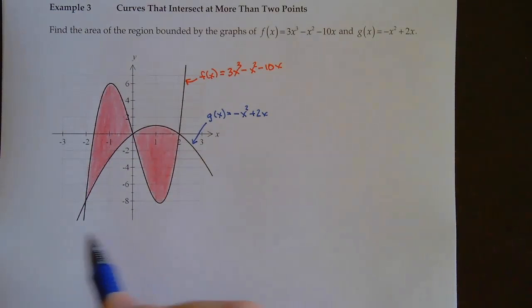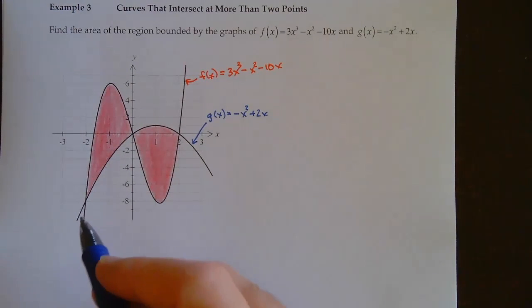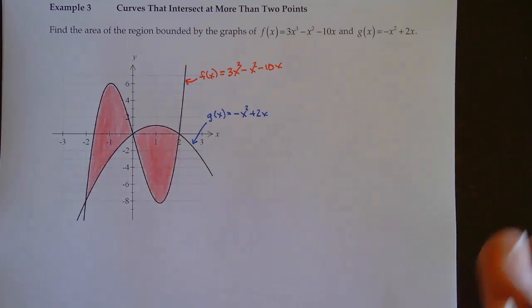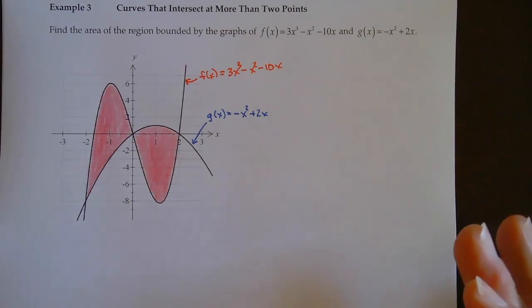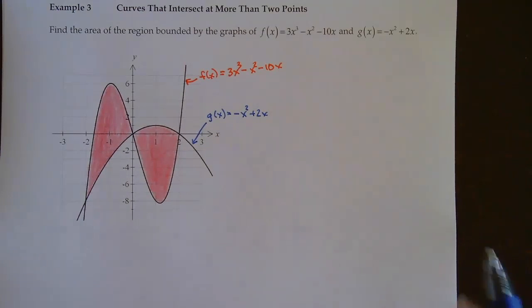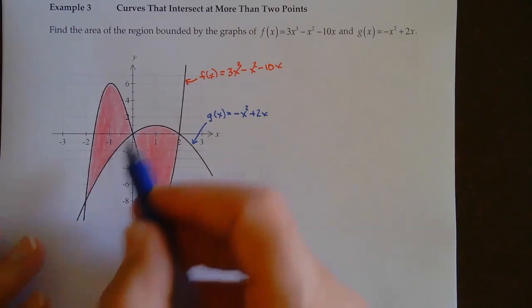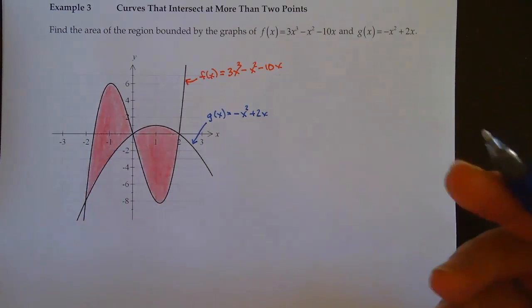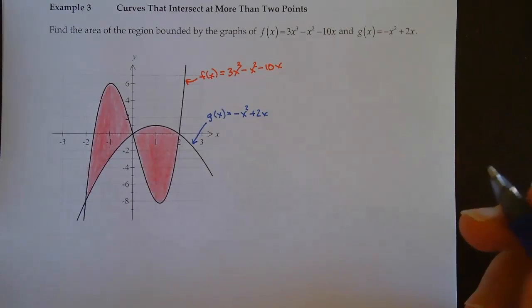Now, I realize you may be thinking, Mr. Mitchell, I can just read the points off the graph. Yes, I realize that, but you can't always do that, all right? So I wanna go through how you find these intersections, okay? You always are gonna find the intersections by setting the two functions equal to each other, okay?